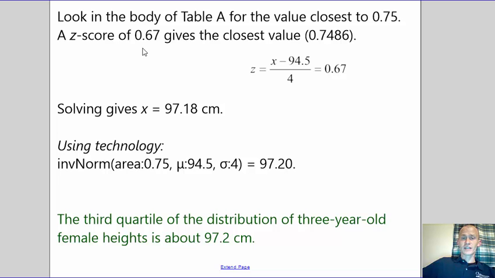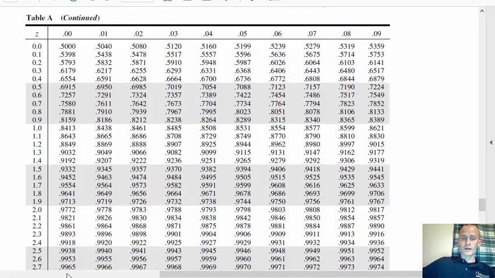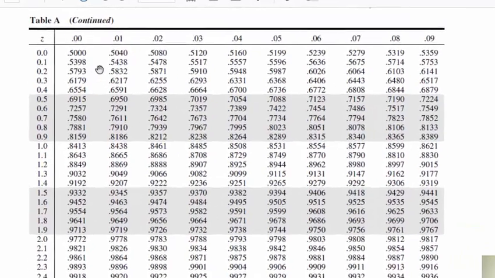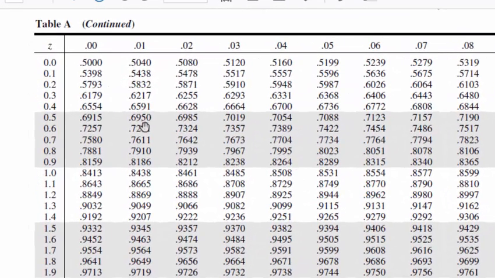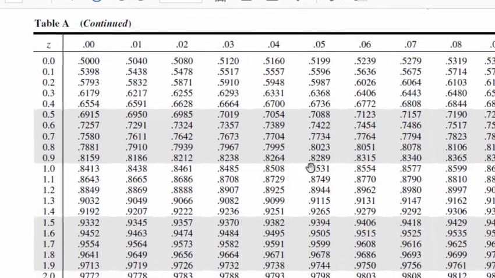So we can look inside of our table to find where is that 75%. So I'm going to pull up our tables. You can see inside we can find 0.72 and then kind of scroll over. We get 0.7486, 0.7517. So it's going to be in between these two values. So which one is it a little closer to? It's a little closer to this value. So we go to the far left side, we see that's 0.6. We go up to the top, we see that's 0.07. So it's going to be that z-score, 0.67.